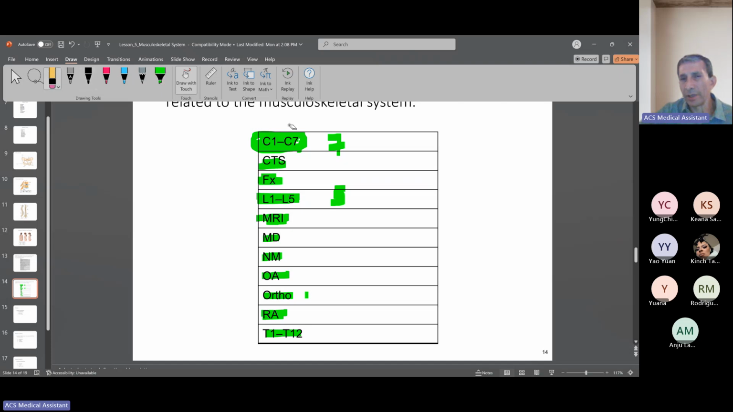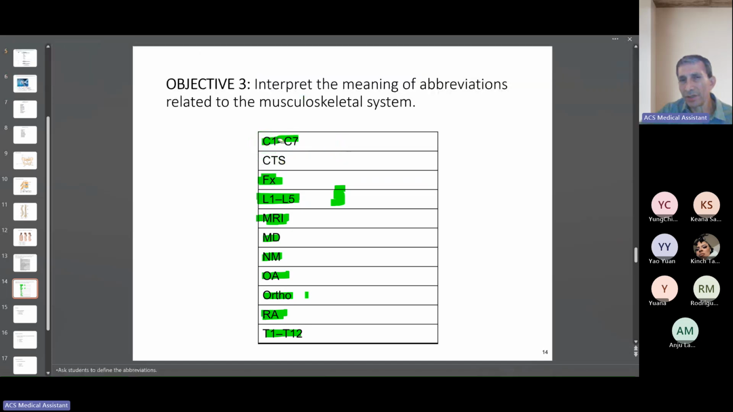So that's basically what it is. Remember, the cervical ones are the ones in the neck. The thoracic are the ones on the shoulder, on the back. And the lumbar are the ones, remember, by the abdominal area on the back, or the belly on the back. Any questions? Okay, moving on.